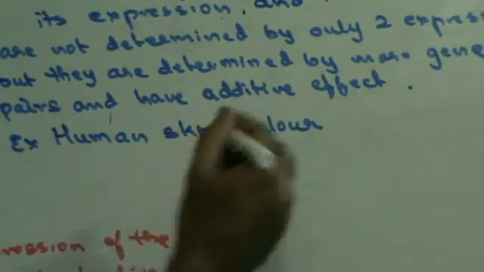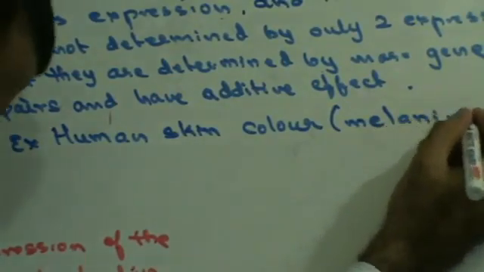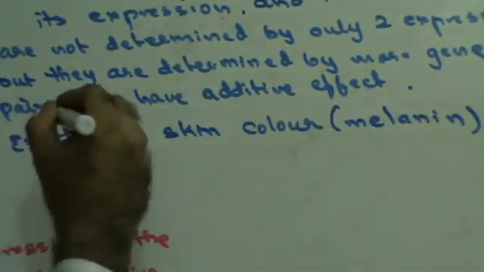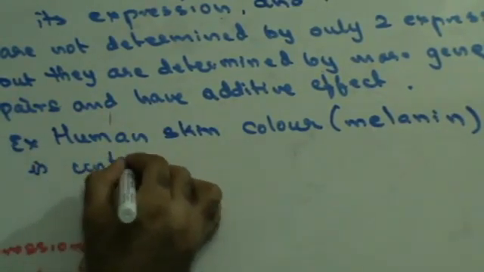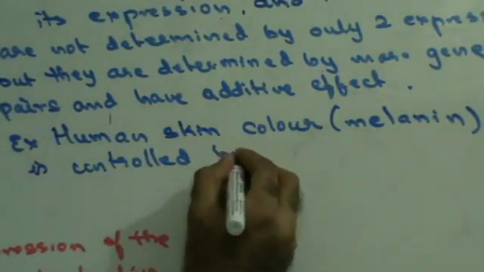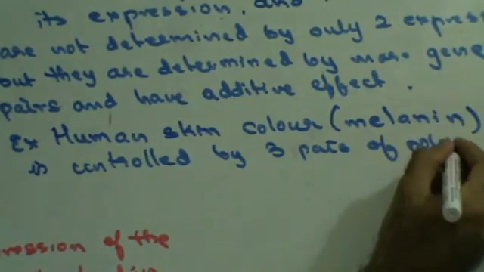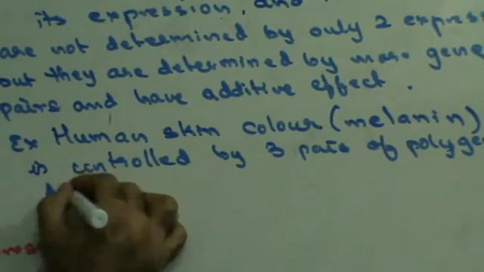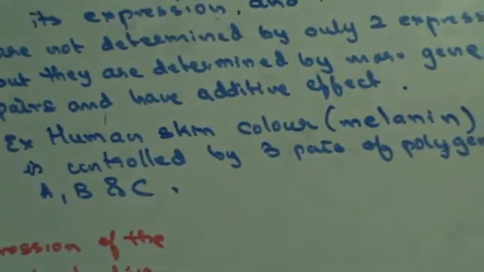Human skin color is determined by melanin. Human skin color is controlled by 3 pairs of polygenes A, B and C. These are those 3 pairs of polygenes that control human skin color. Now, let's try to do a cross and let's see what are the different gradations that I can get.